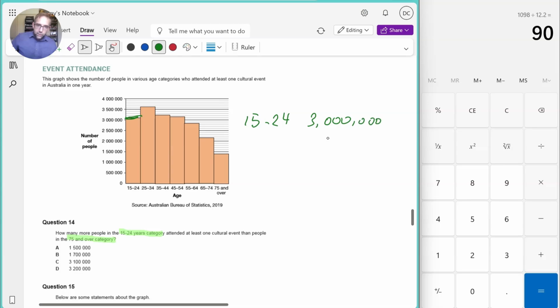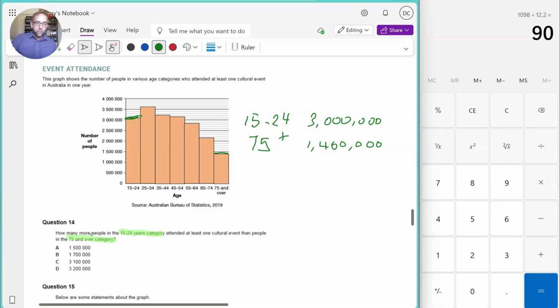And we also need to look at the 75 and over category, which if we go here is just below 1.5 million. But I can still use 1.5 million as an estimate. But when I look at the multiple choice options, it might catch us out a little bit there. So I know this is not necessarily a perfect answer, but I am going to go for 1,400,000 because I know it's not 1.5 million exactly. Otherwise, it would have been on the line perfectly.